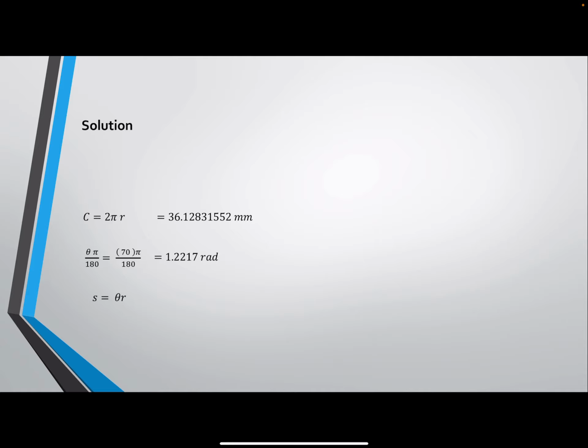After that, we use this law, S equals theta r, to determine the distance from S1 to S2, which becomes 7.025 millimeter. And after that, we use the angular velocity, which will be S over T, S for the distance and T for the time. So we got 351.25 millimeter per second.